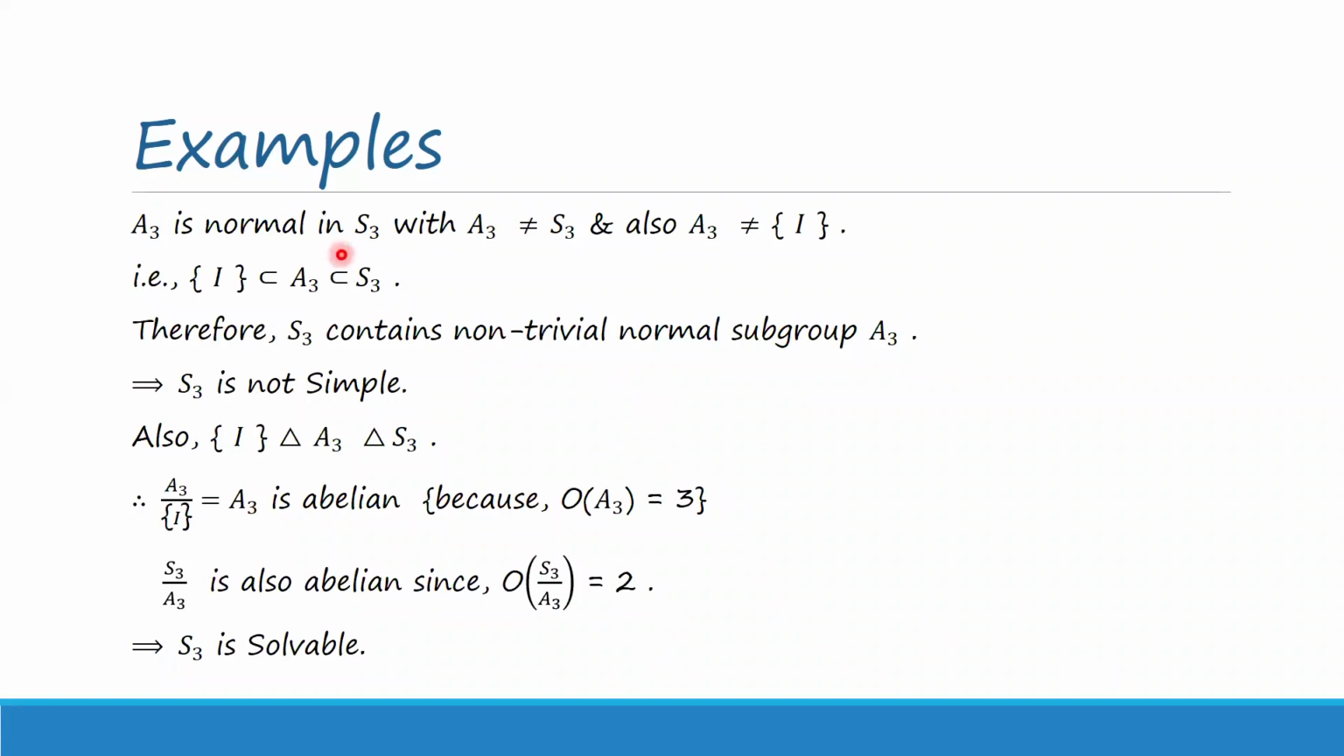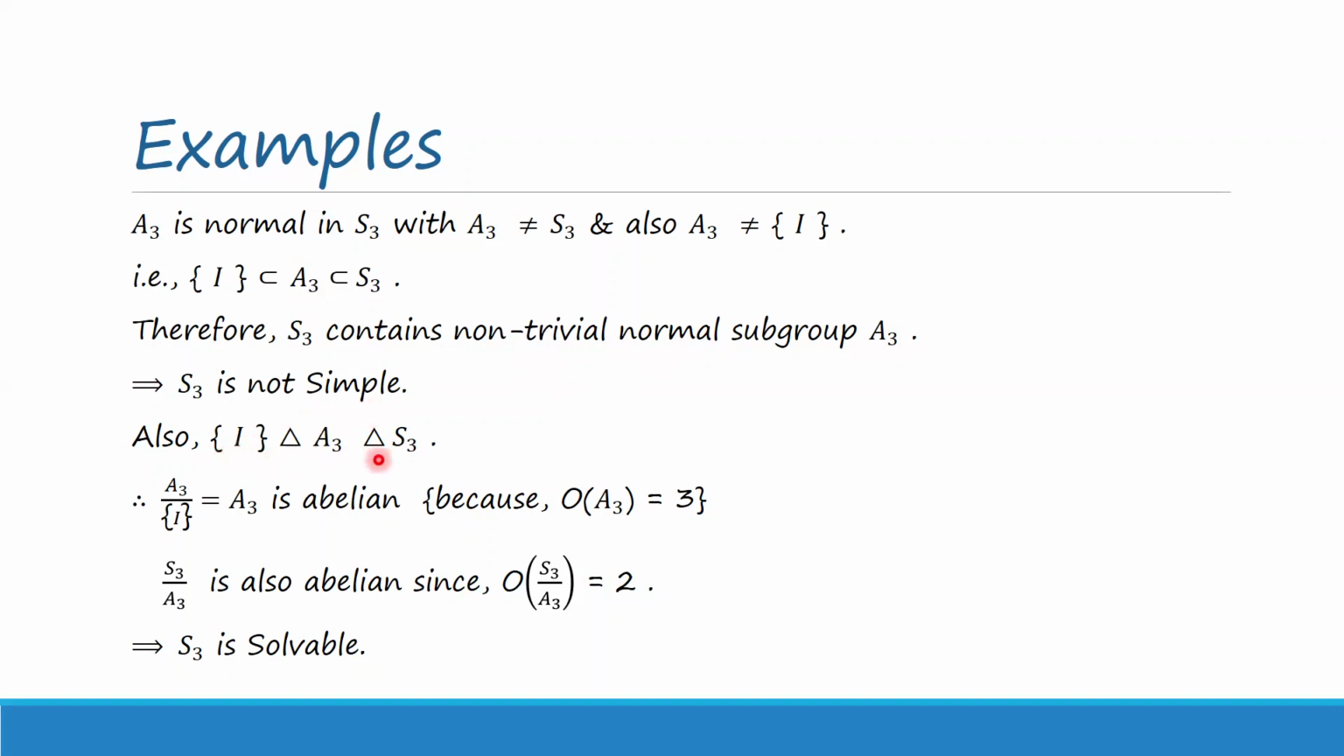A3 is normal in S3 and we know that A3 is not equal to S3. Also, A3 is not equal to the set containing only the identity element I. Therefore, you have I contained in A3 and A3 contained in S3. Therefore, S3 contains a non-trivial normal subgroup A3. Since it contains a non-trivial normal subgroup, S3 is not simple.